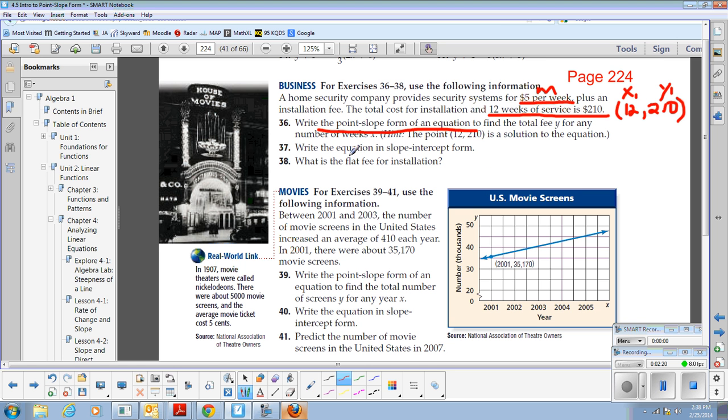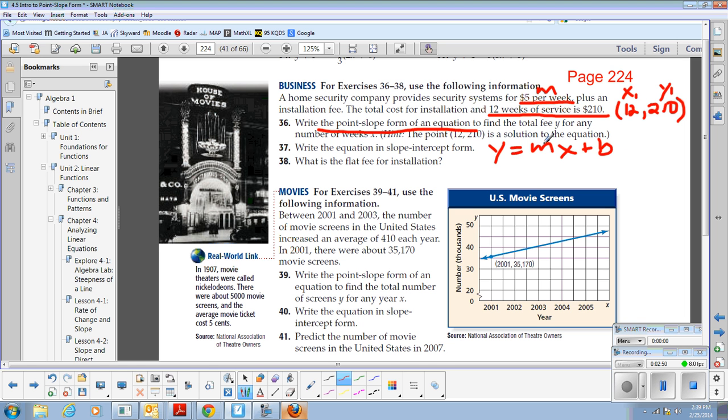37 then asks you to write the equation in slope intercept form. So you take your answer from 36 and you change that into slope intercept form, where you have an equation at the end that is in this form, y equals mx plus b, and you need it in that format. What is the flat fee for installation? This is the reason you had to turn this equation into slope intercept form. Businesses often will charge a flat labor fee. So that's what they're asking you to find here.